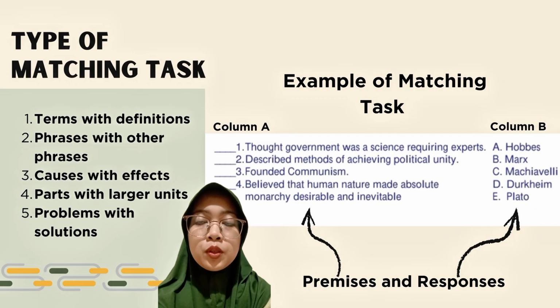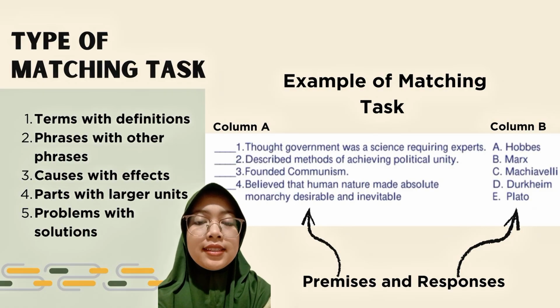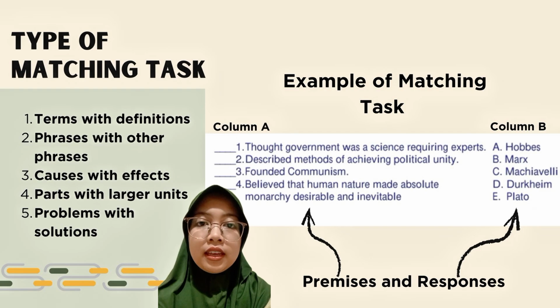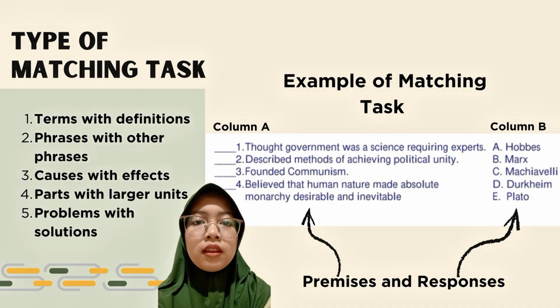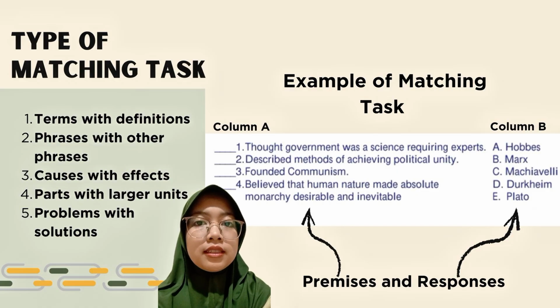The first one is terms with definitions, where students match a word with its meaning or definition. The second is phrases with other phrases, which means matching two related expressions. The third is cause and effect, where we connect an event with its result. The fourth type is parts with larger units, for example, matching body parts with the system they belong to. And the last one is problems with solutions, where students find the correct solution for each problem.